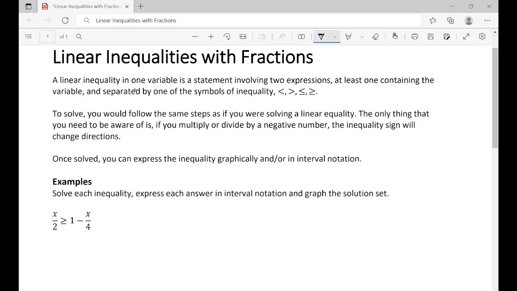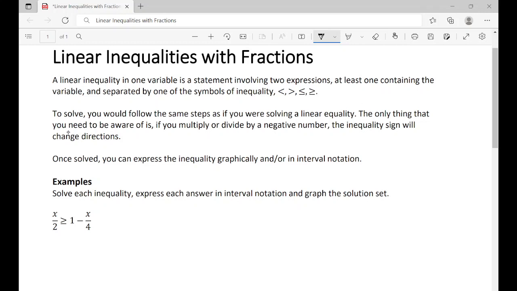A linear inequality in one variable is a statement involving two expressions, at least one containing the variable and separated by one of the symbols of inequality: less than, greater than, less than or equal to, greater than or equal to. To solve, you would follow the same steps you use when solving a linear equality.